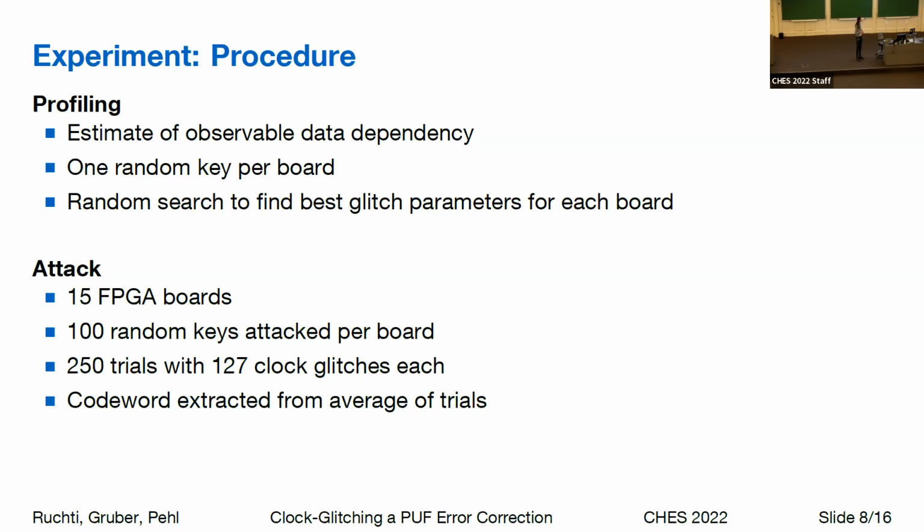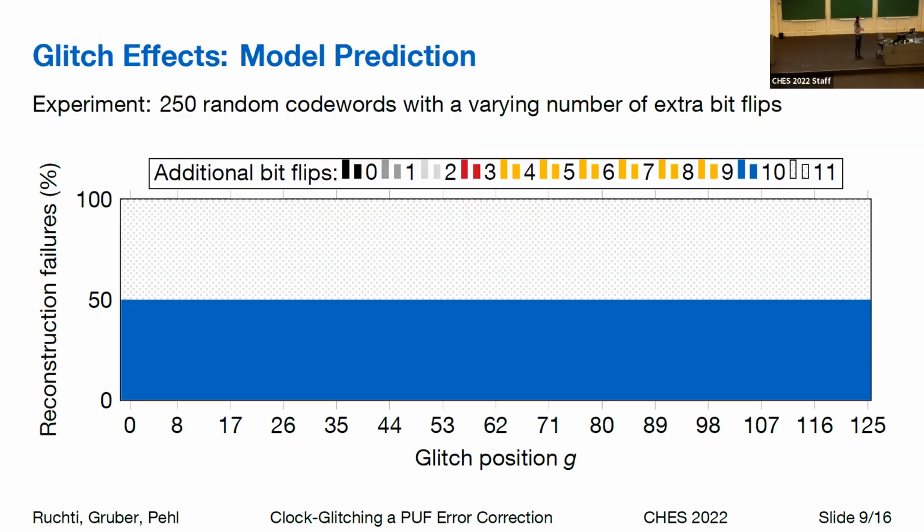in total. And we also don't do this just once. We extract the key from the average of multiple trials. I put a maximum of 250 here to estimate how much we can extract in total. We'll see later that much less will be enough.